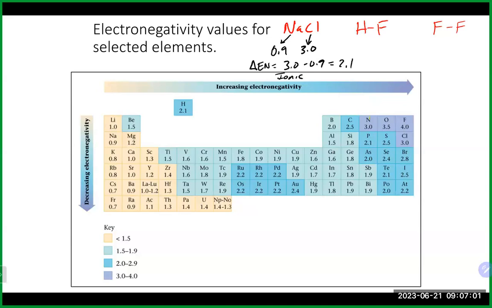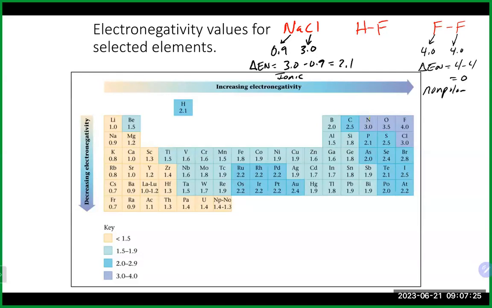If we look at fluorine here, fluorine is 4. And this fluorine would be 4. So the difference in electronegativity values here would be 4 minus 4. That is 0. And that is definitely going to fall in the 0 to 0.4 category. And that is going to be nonpolar bond.